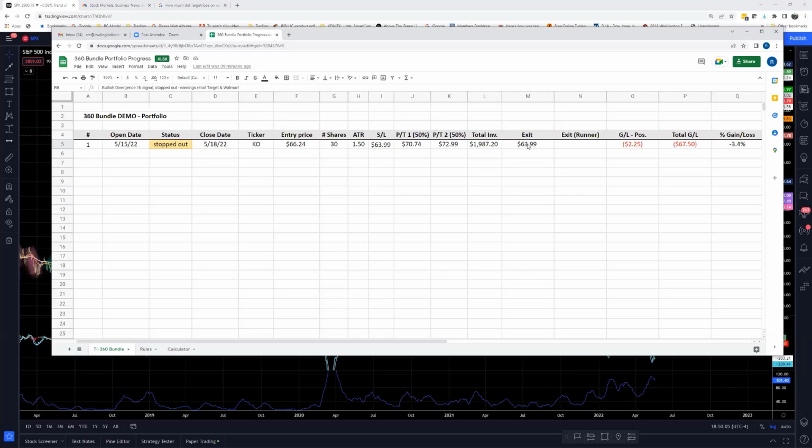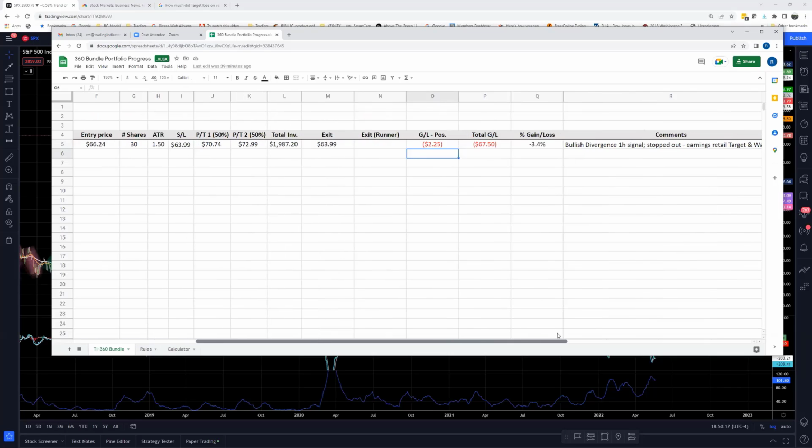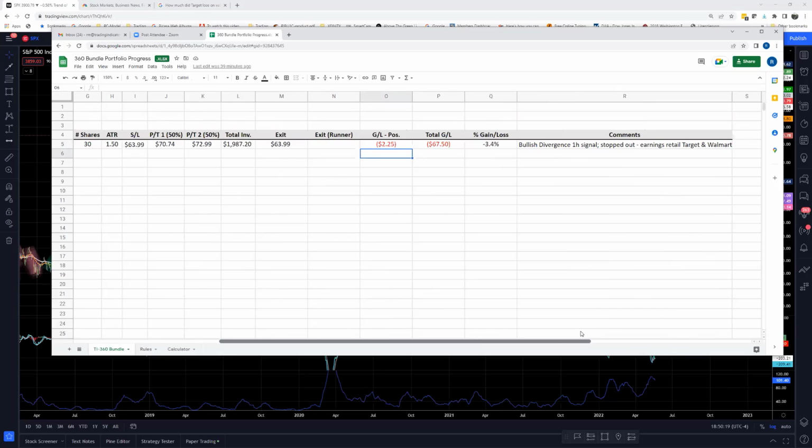And we got stopped out. We have a per position $2.25 loss. So we lost a total of $67.50, which is about 3.4%. So no big harm. And that is what I call superb risk management. And risk management is extremely important. We went in because we had a bullish divergence signal on the 1 hour. We got stopped out because of, let me show you in a little bit.